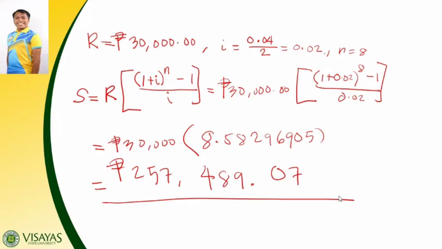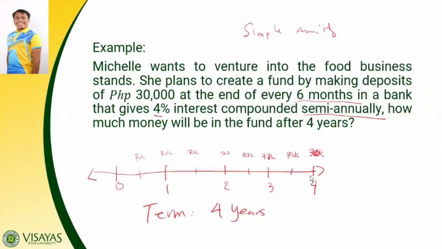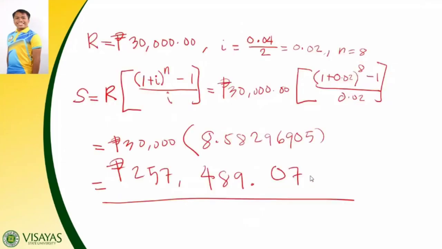Okay, so I hope nakasunod po ta. Kaya ang gipangutan naman nato in the problem is how much money will be in the fund after 4 years. So we are looking for the accumulated value of the annuity. So that's why we are using the S. Okay. Next, let's proceed to the next example.